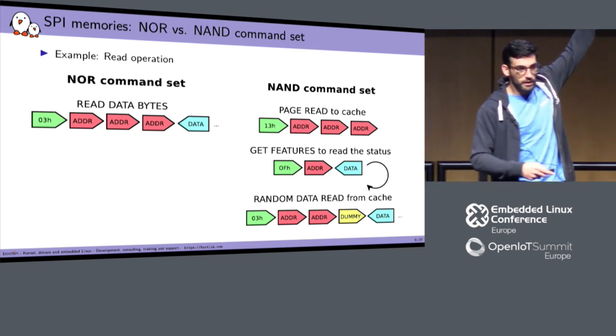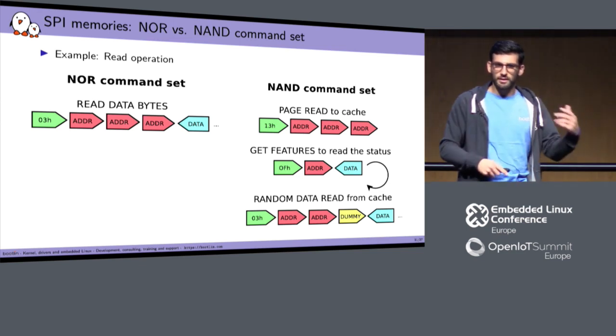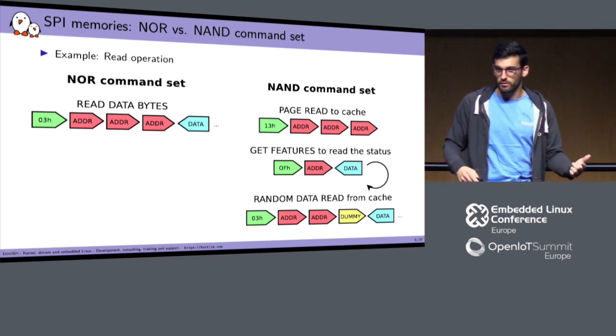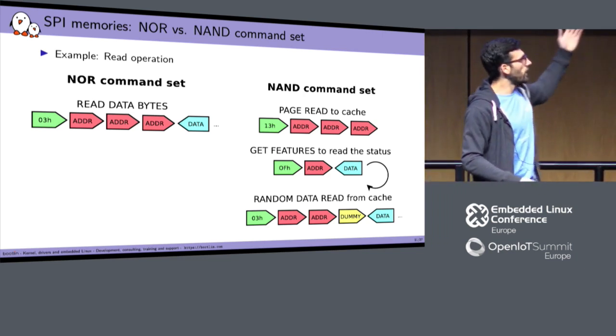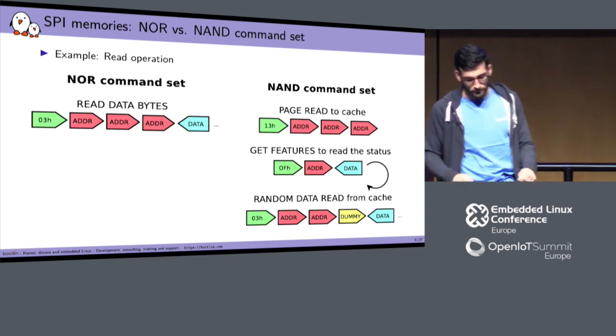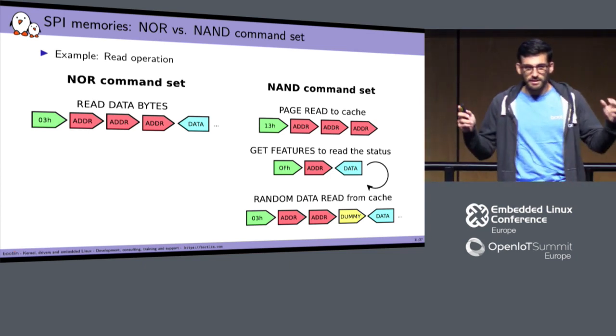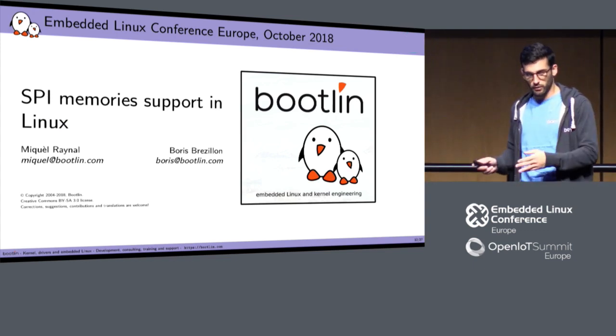So first you have to read an entire page and put it in cache. During this time you will poll a status register until the operation is done. And once this is done, you can actually read the data from the cache in the SPI NAND chip. So this is the theory. Let's see how it's handled in Linux first.